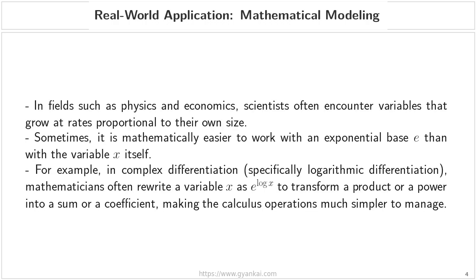To give you a concrete example, let us look at complex differentiation, specifically a technique known as logarithmic differentiation. In this process, mathematicians often rewrite a variable x as e raised to the power of the natural log of x. By applying this identity, they can transform a complicated product or a power into a simple sum or a coefficient, which makes the resulting calculus operations much more manageable. To see exactly how this transformation is applied in a problem, let us move to the next slide and walk through a step-by-step example.